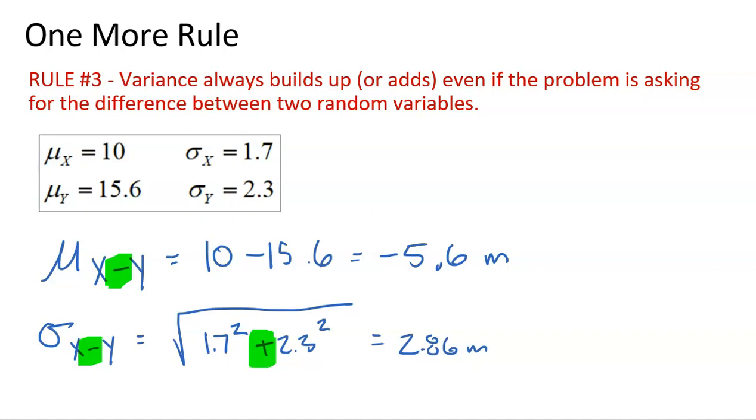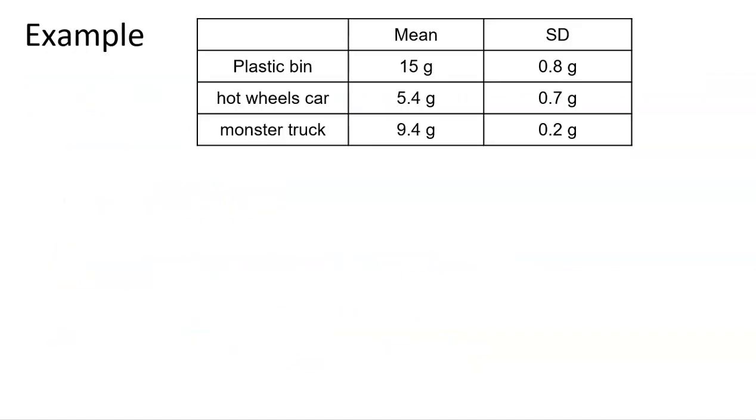All right, let's just dive into one more final example here. This is a cool one that we oftentimes see something similar to on the AP Stats test. So let's just say that we have 3 items. We have a plastic bin, and that plastic bin on average weighs 15 grams. But you know what? Sometimes, in the process of making a plastic bin, it could be a little bit more, it could be a little bit less.